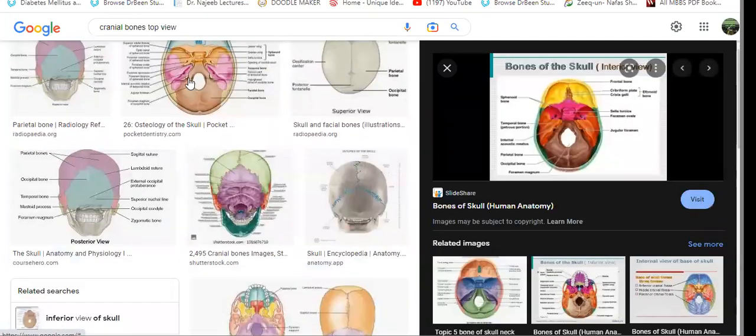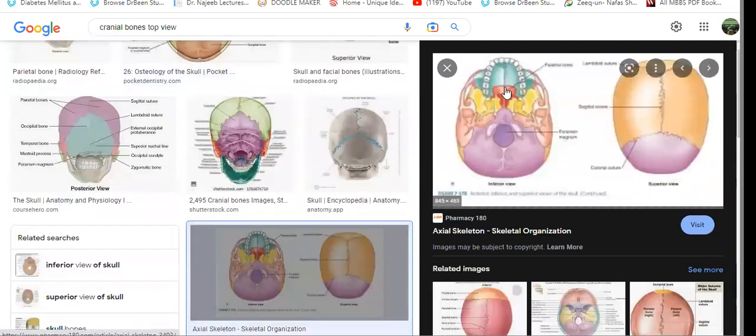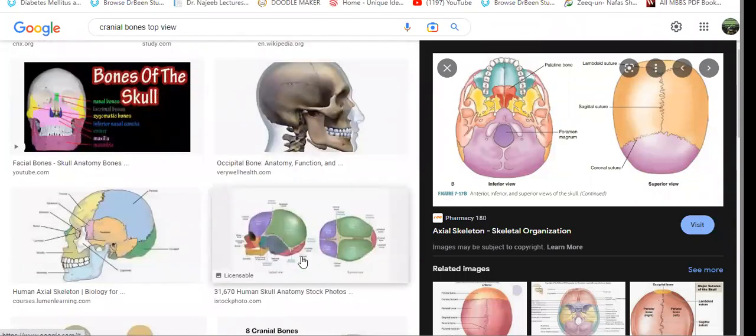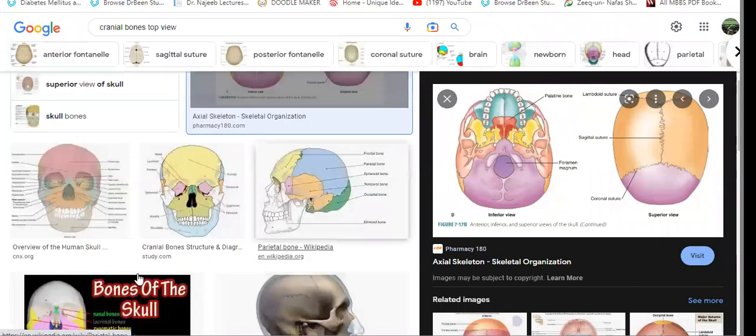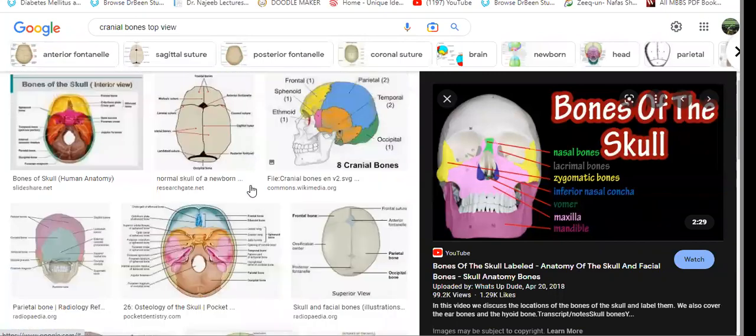This is the ethmoid bone. In this view, you can easily see the ethmoid bone. You can see there. And the others form the facial bones.